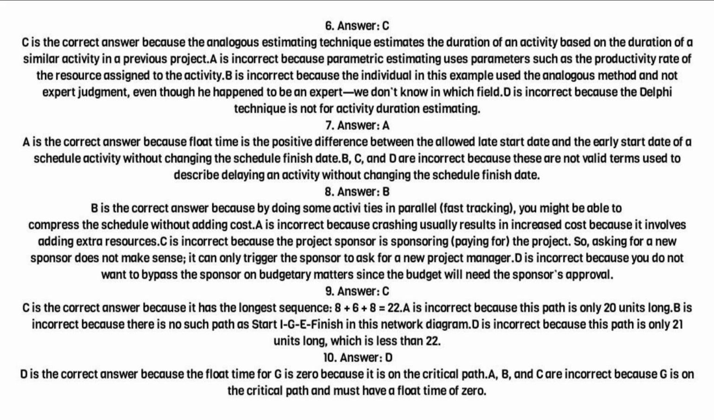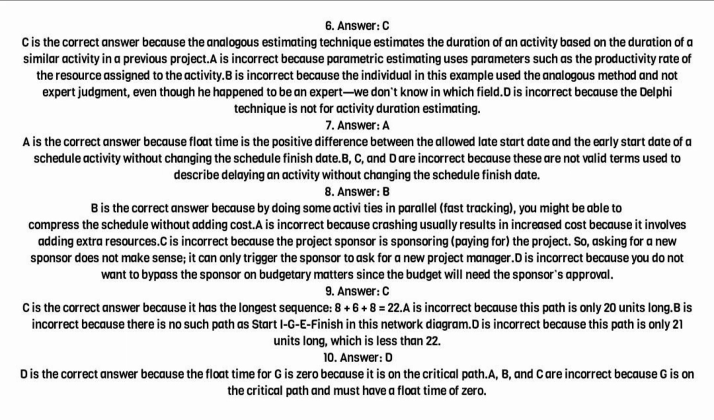6. Answer, C. C is the correct answer because the analogous estimating technique estimates the duration of an activity based on the duration of a similar activity in a previous project. A is incorrect because parametric estimating uses parameters such as the productivity rate of the resource assigned to the activity. B is incorrect because the individual in this example used the analogous method and not expert judgment. Even though he happened to be an expert, we don't know in which field. D is incorrect because the Delphi technique is not for activity duration estimating.